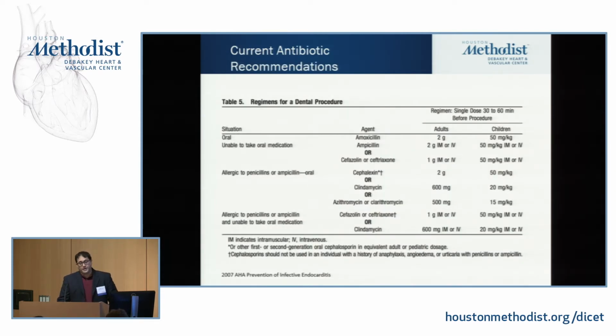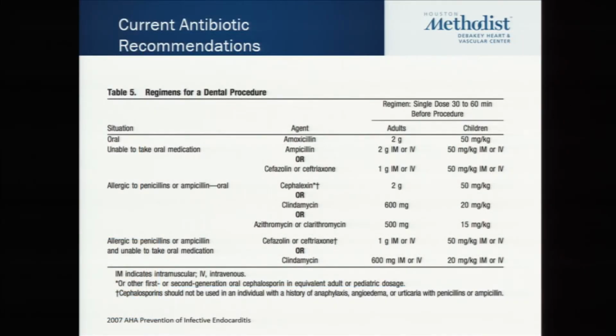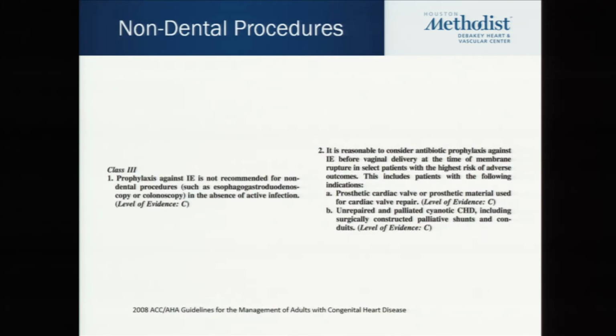Here are the current recommendations for antibiotics. Most of us can take oral antibiotics, and it's a simple single dose of amoxicillin. If you have a severe penicillin allergy, there are alternatives. If you're unable to take oral medication and swallow pills, you can get them to mix it with bubblegum flavor and you can drink it. Or there are IV and IM alternatives. And for non-dental procedures, like we talked about upper GI scoping or colonoscopy, prophylaxis isn't recommended in the absence of an infection.